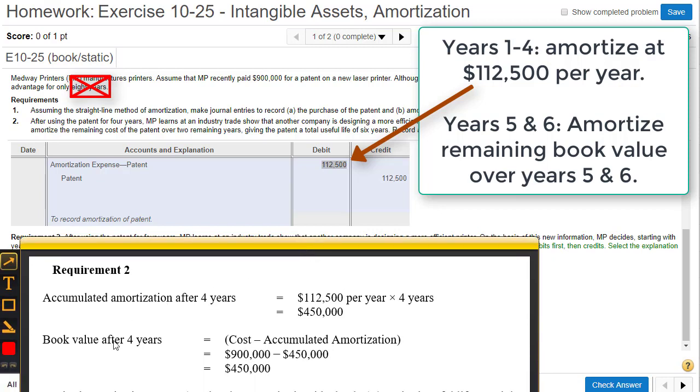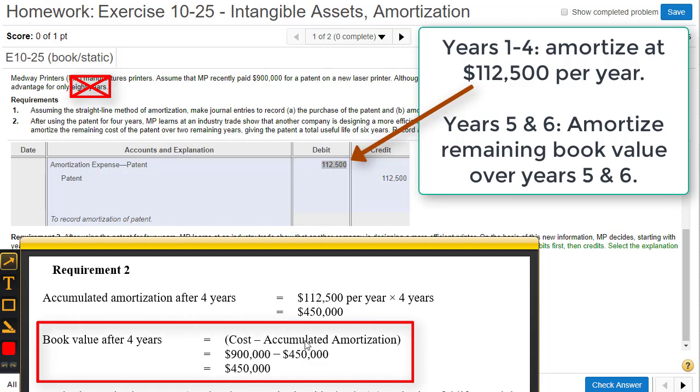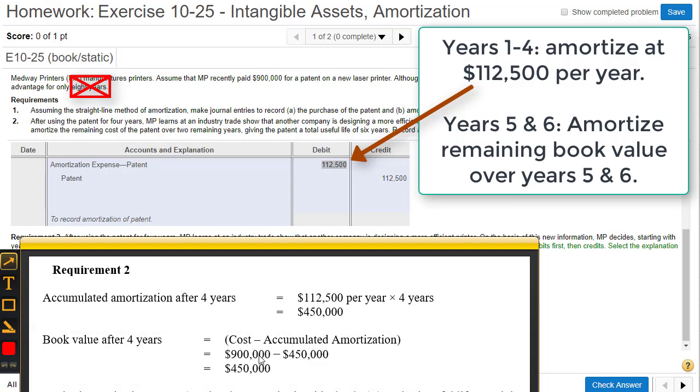So we now have to calculate the book value after 4 years. Remember, book value is cost minus the accumulated amortization. And so the cost was $900,000. We're going to subtract this $450,000. So it gives us a book value of $450,000. So after 4 years of using it, on our books, the patent has a book value of $450,000.